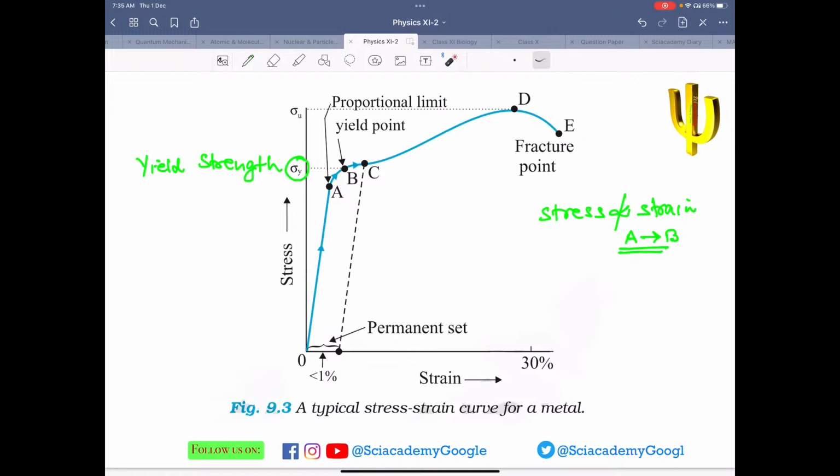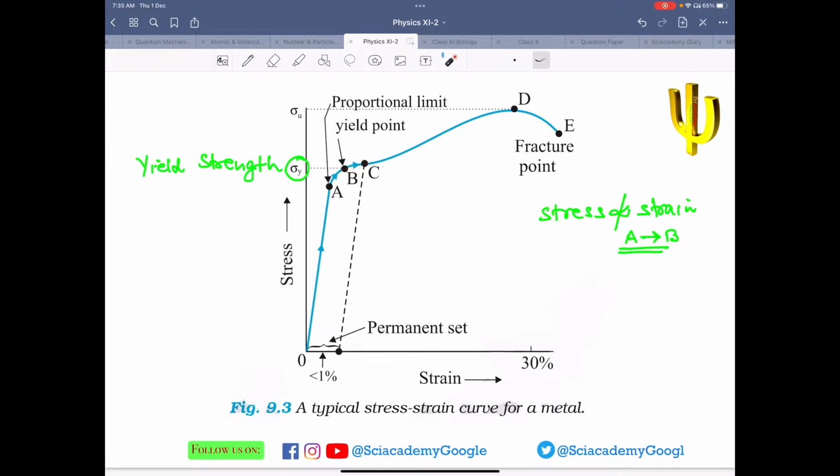Now further, if we increase the load, the stress developed exceeds the yield strength and strain increases rapidly. You can notice here that for a small change in the stress, there is a large change in the strain. That means for a small increase in the stress beyond this yield strength, there is a larger change in the strain.